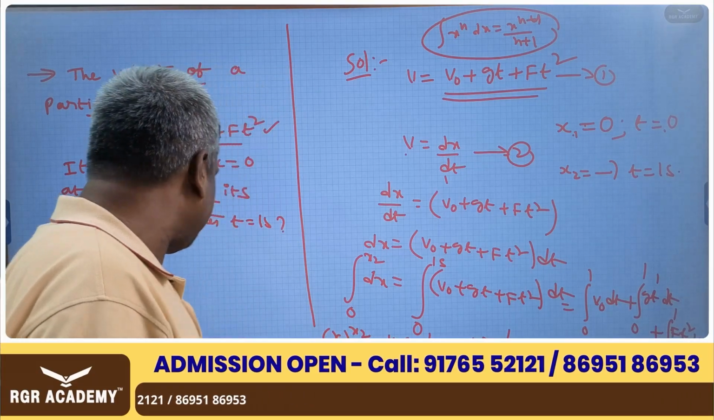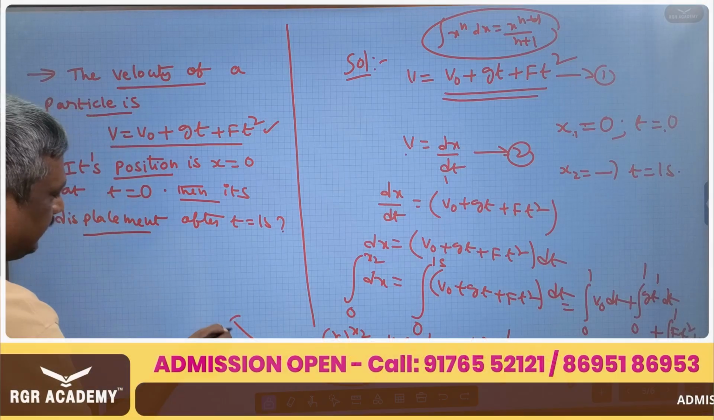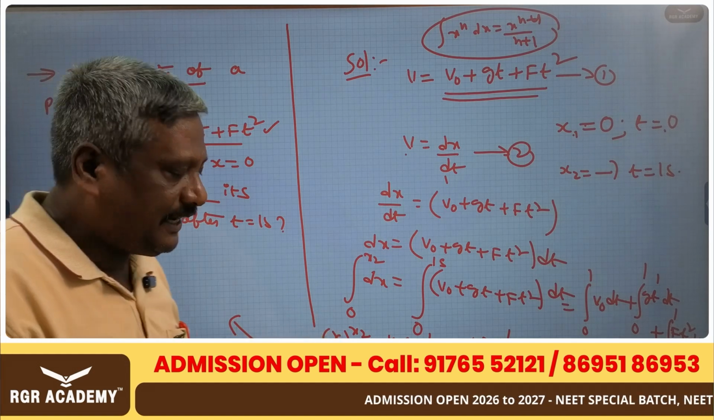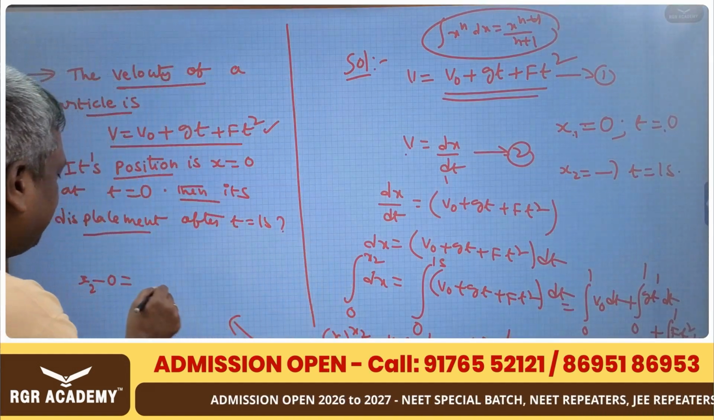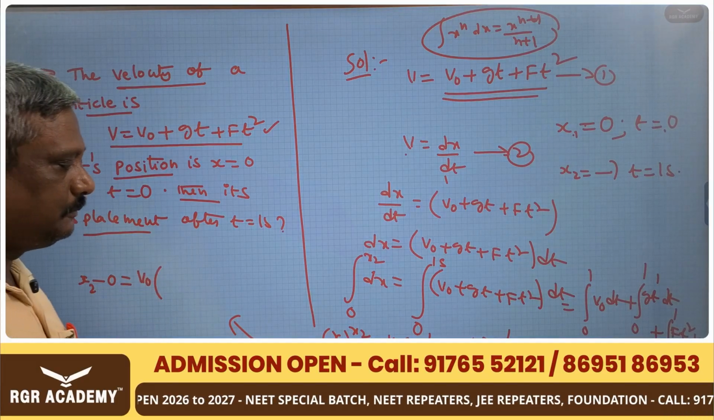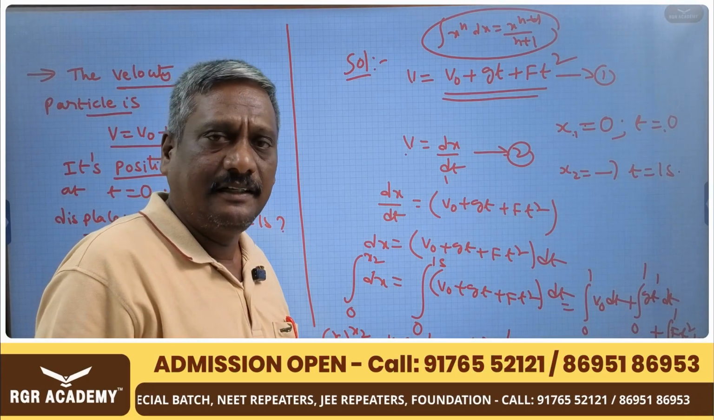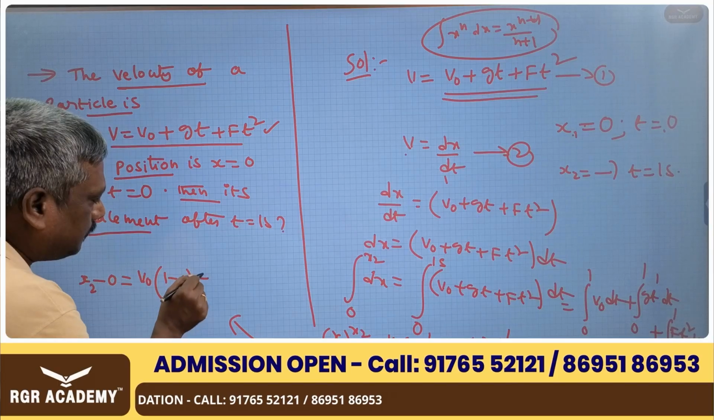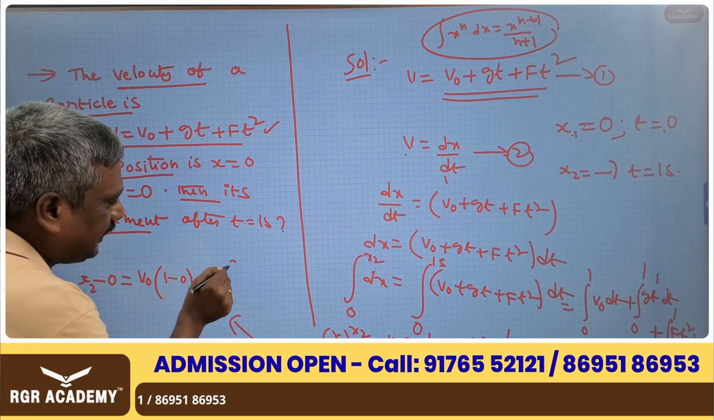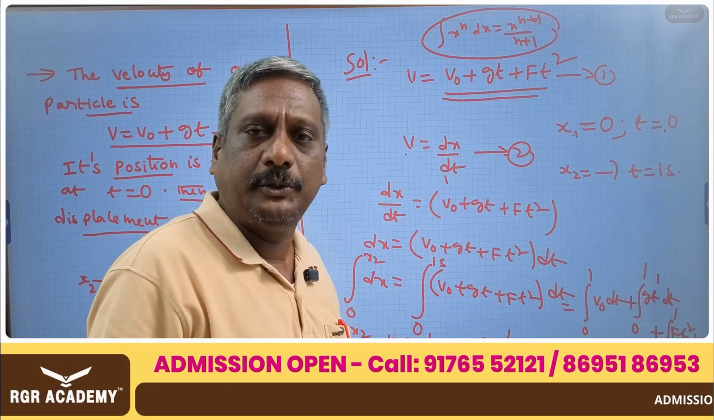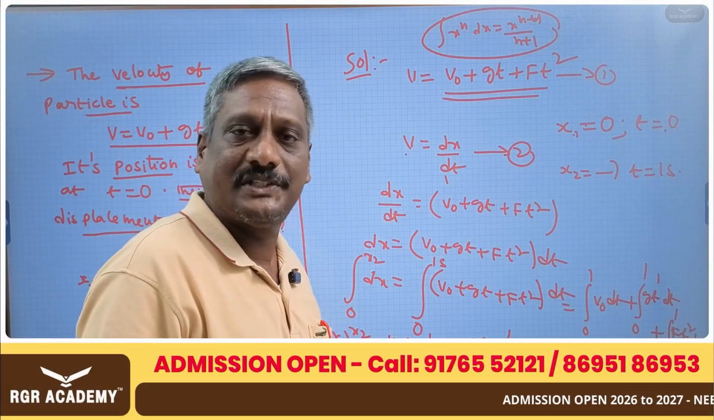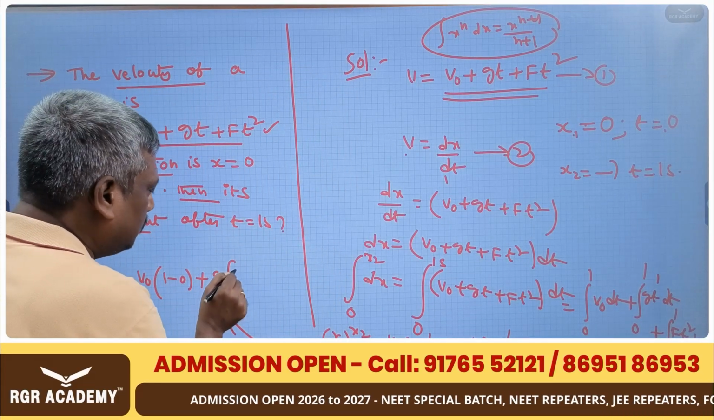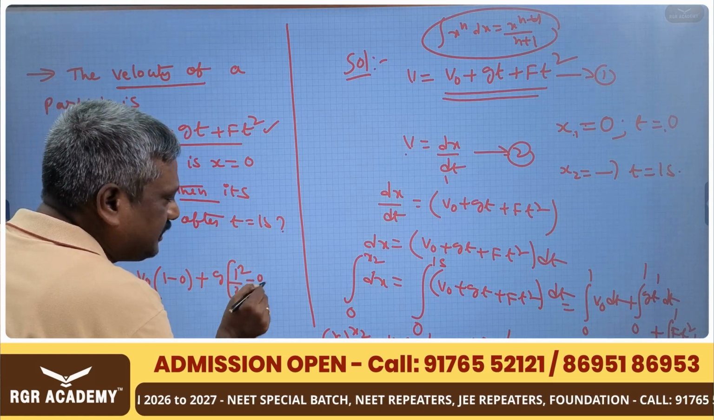X can be replaced by x2. See here. X can be replaced by x2 minus 0. Upper limit minus lower limit. On the right side, first part, that is v0 into t, t is the variable factor. Upper limit minus lower limit. V0 into 1 minus 0, plus g into t square by 2. Substitute t is equal to 1 first, minus t replaced by 0. What happened? That is g into 1 square by 2 minus 0.